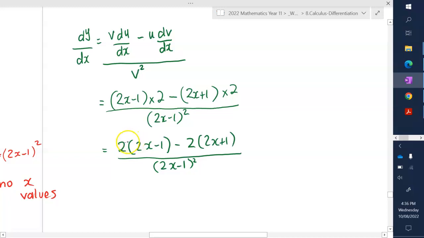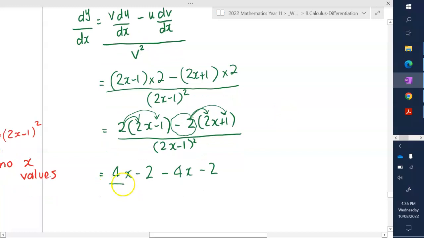What I'm going to do is expand both of those and then collect like terms. I think that's the best bet. If you want to collect the 2's out the front, then that would work as well. I'm going to go this way. I'm going to have 4x minus 2 minus 4x minus 2. So be really careful that that minus is carried through with that minus 2 as you move along.